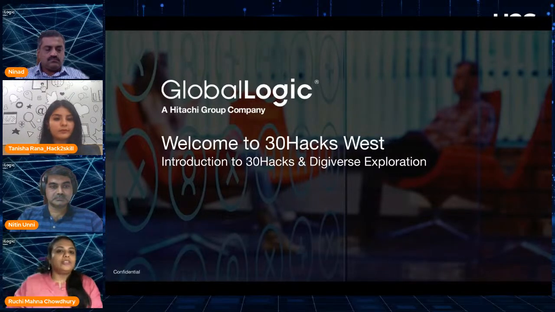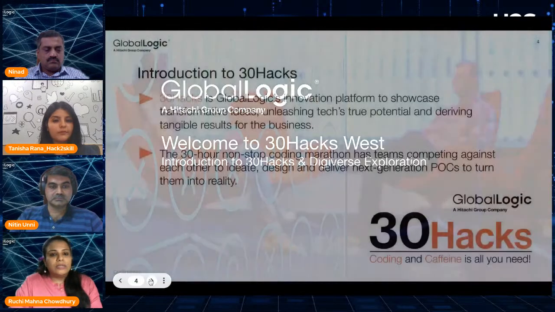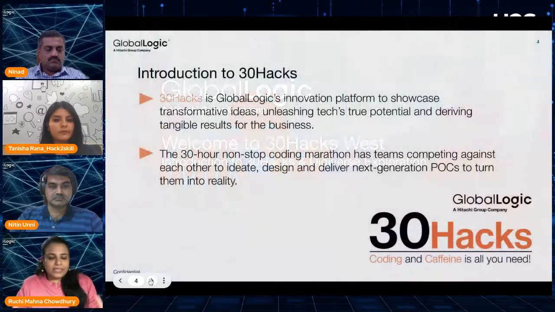So I will not touch the tech part. I will give you a background of 30 Hacks, and Nitin and Ninad will talk about Digiverse, exploration, double tapping on tracks, and really talking about what you do when in a hackathon, right? So let's get to know GlobalLogic 30 Hacks a little bit better. So what is 30 Hacks really?